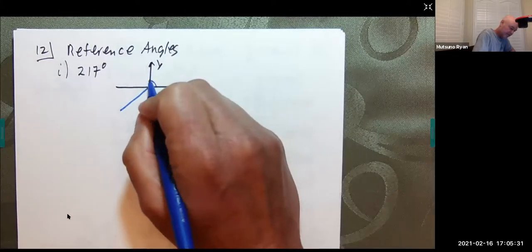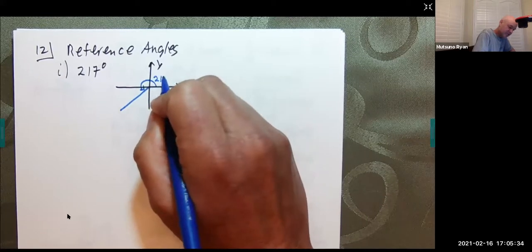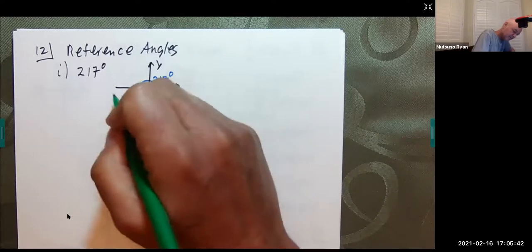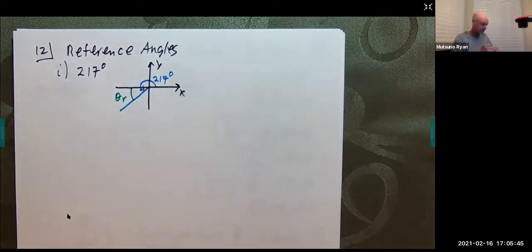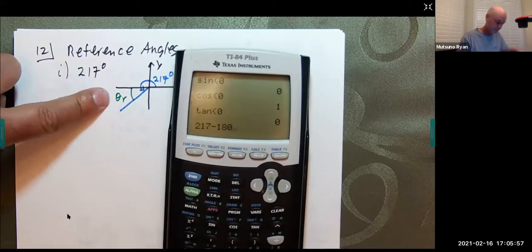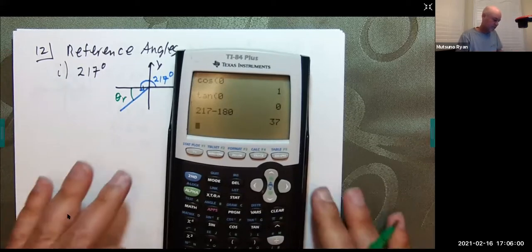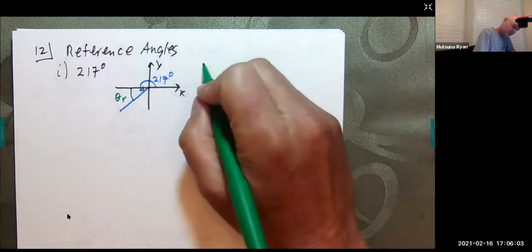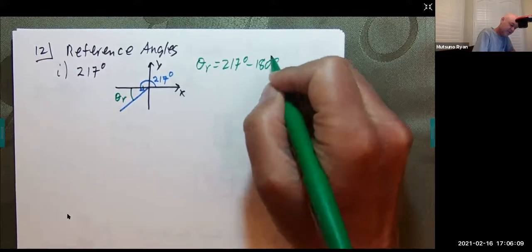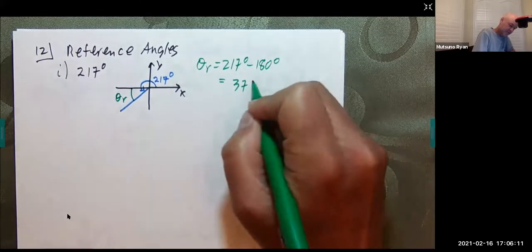So this angle here is 217 degrees. Our reference angle that we're interested in is right here. So this is going to be my theta sub r, my reference angle. What I'm going to do for this 217 is subtract 180 degrees. So 217 minus 180 degrees, and that's going to leave me the green. So theta sub r is going to be 217 degrees minus 180 degrees, which is going to be 37 degrees.